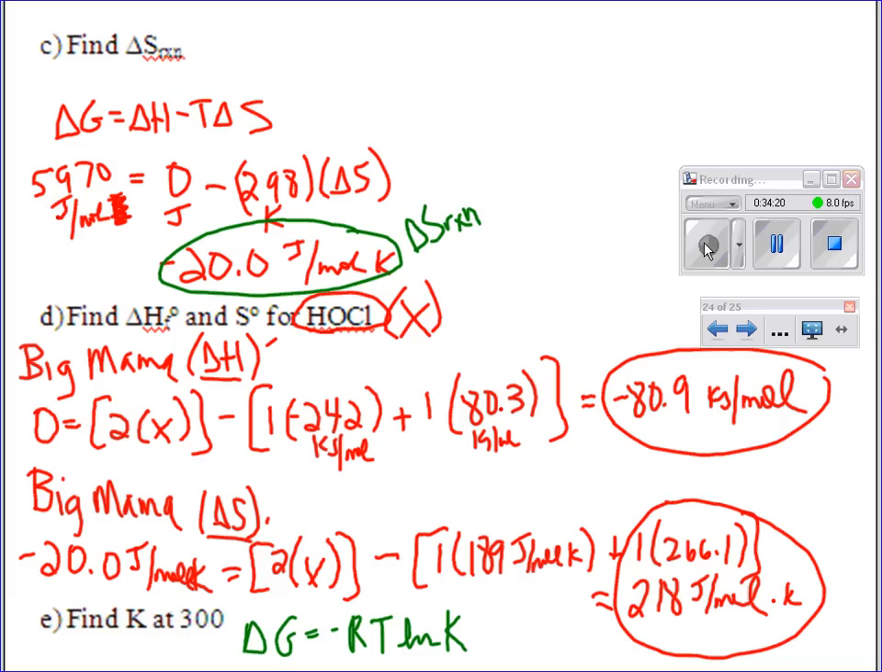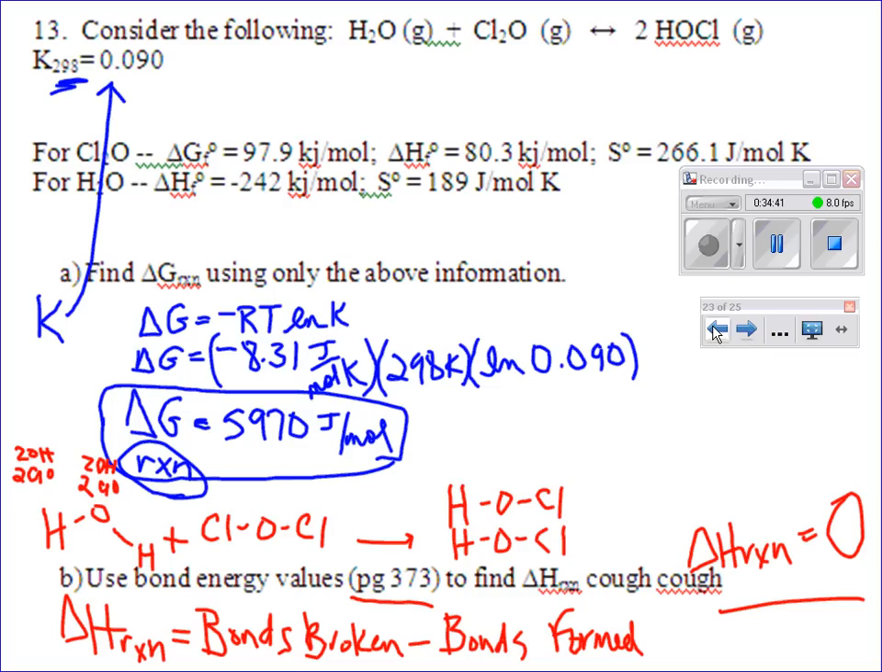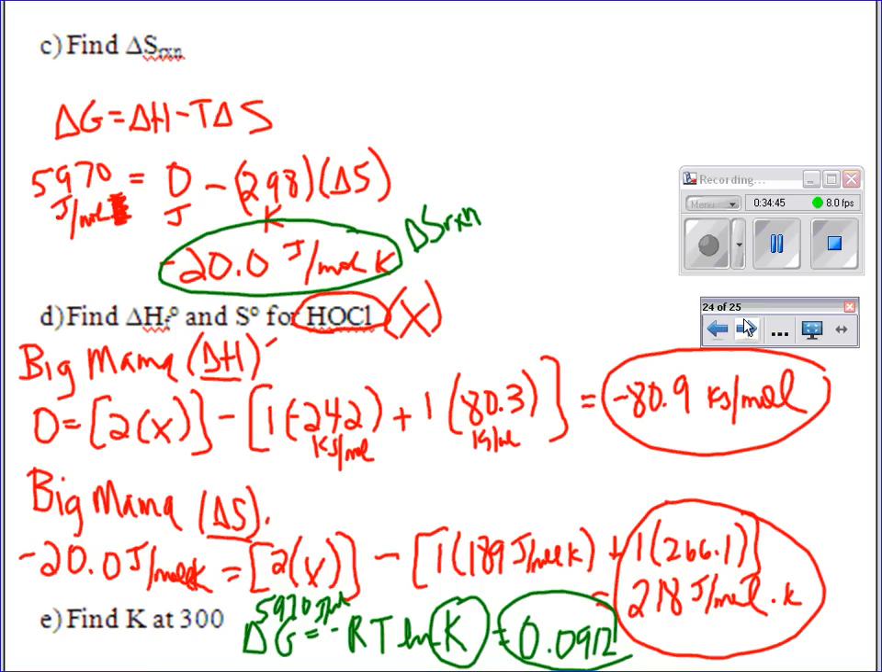So my delta G is found on the previous slide, and that delta G came out to be 5,970 joules per mole. When you plug that in with R and the temperature and solve for K, you end up with 0.0912. And just to verify, delta G was right here. Plug that into negative RT ln K, and you get 0.0912.